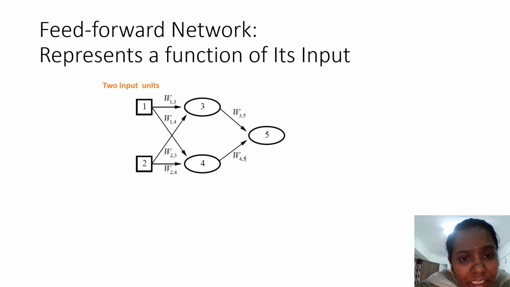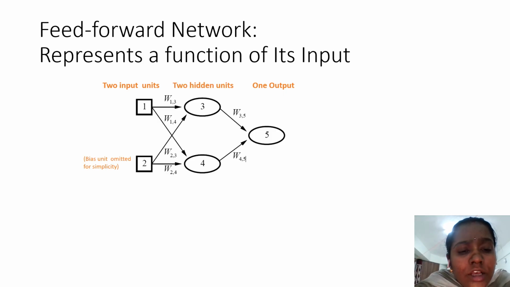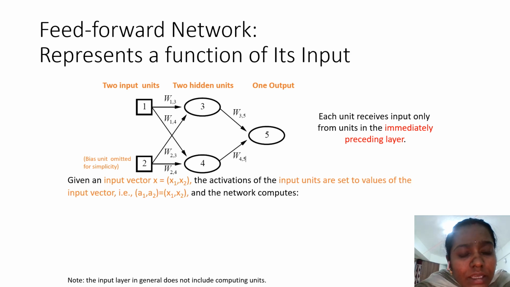So we have two inputs here, and the two inputs are connected with various outputs. We also have an additional essential thing, the bias. From the two inputs we can get one output. Next, hidden units are also present in feed forward neural networks. The bias is present for simplicity, and each unit receives input only from the units in the immediately preceding layer. Given an input vector x = (x1, x2), the activations of the input units are set to the values of the input vector, and the network outputs.